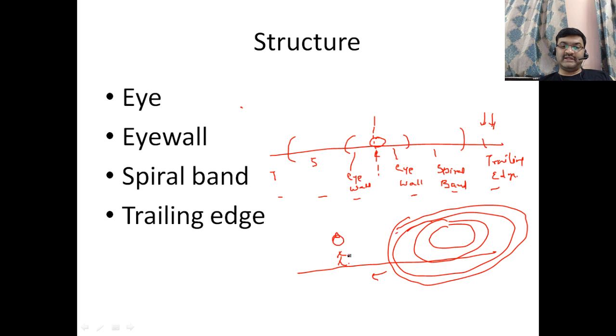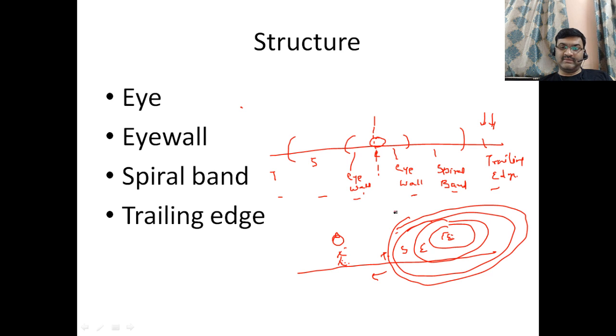So the first thing he will encounter is the trailing edge, the outer part comes first. Then he will encounter the spiral band. Then he will encounter the eye wall. And finally the eye. When this person is in the eye, he is going to experience something very calm, because there is no movement of air in the eye.